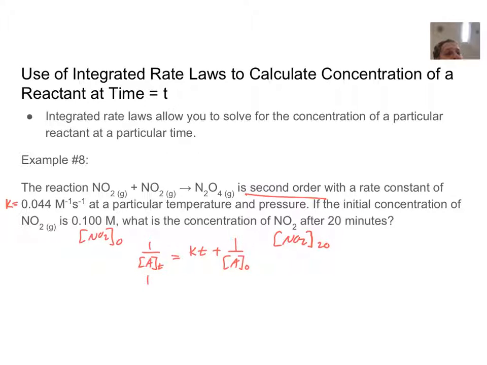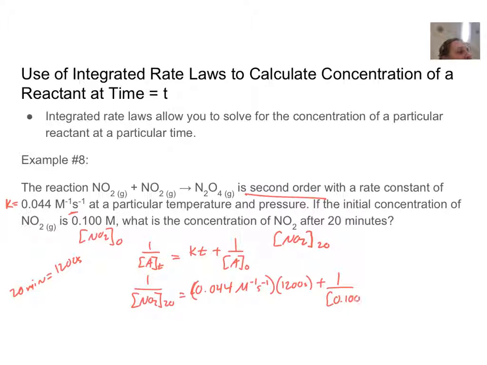And now I'm going to substitute in what I know. So in this case, the concentration of NO2 at time 20 equals K, which is 0.044 per molar per second. And the time, we said it was 20 minutes, but I'm going to change it to seconds because my constant is in seconds, so that becomes 1200 seconds. And we know the initial concentration of NO2 was 0.100 molar.